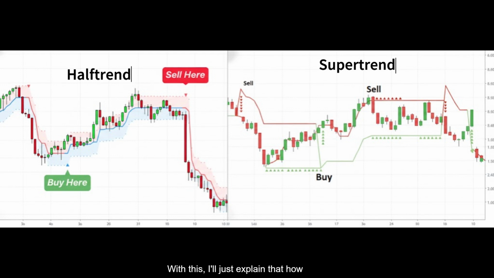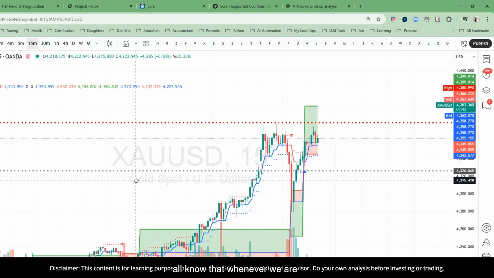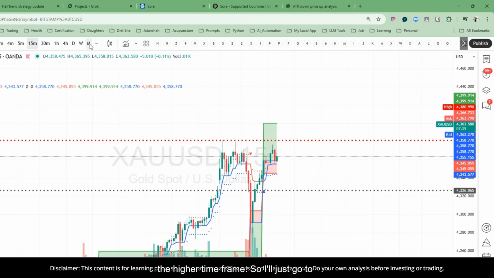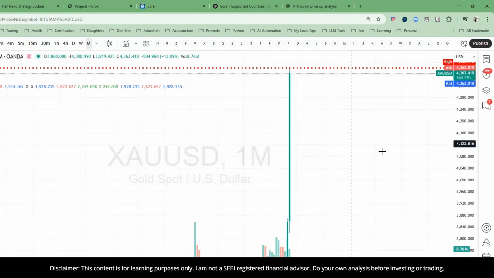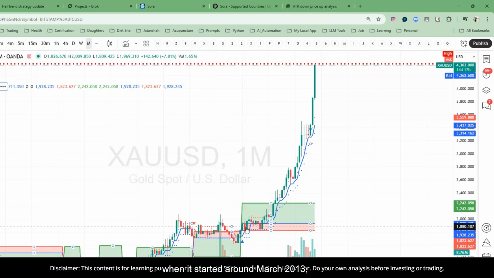With this, I'll explain how this indicator works in different time frames on different scripts. For example, I'm taking gold. First I'll start with the monthly time frame, because whenever we are trading, we need to start with the higher time frame. So monthly time frame is bullish. You see that it started around March 2013, and the trend is still continuing.